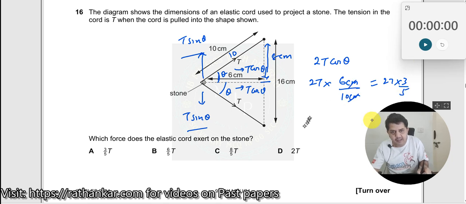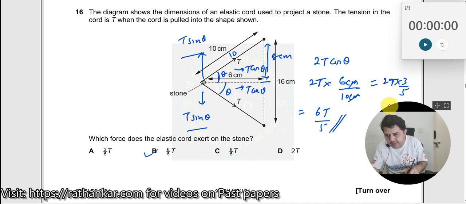So centimeter goes away. So let us find out what 2T into 3 by 5 is. I'm sorry, not 27, this is 2T. I was thinking where this 27 comes in. So 2T, 3 into 2 is 6. This should be 6T by 5, which is 6T by 5, answer B.